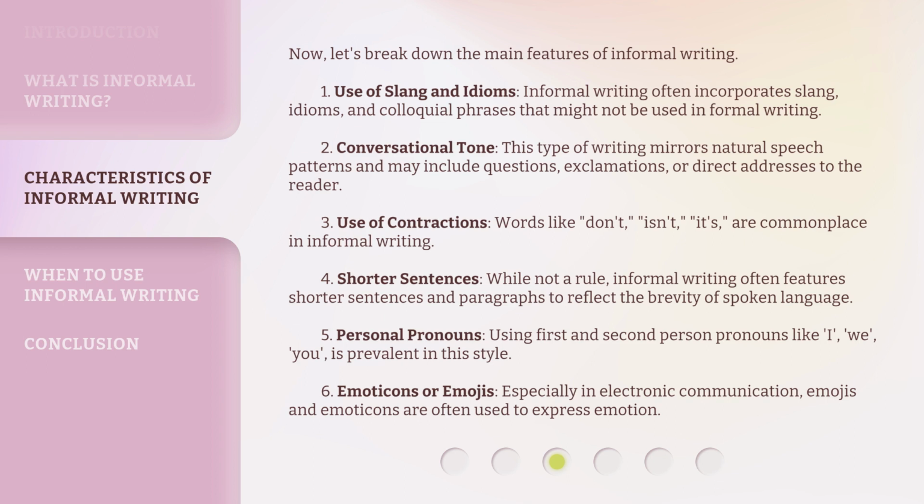Words like don't, isn't, it's, are commonplace in informal writing. 4. Shorter sentences. While not a rule, informal writing often features shorter sentences and paragraphs to reflect the brevity of spoken language. 5. Personal pronouns. Using first and second person pronouns like I, we, you, is prevalent in this style. 6. Emoticons or emojis. Especially in electronic communication, emojis and emoticons are often used to express emotion.